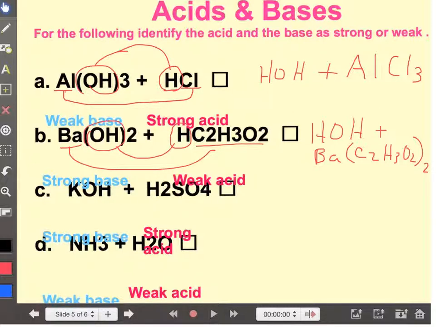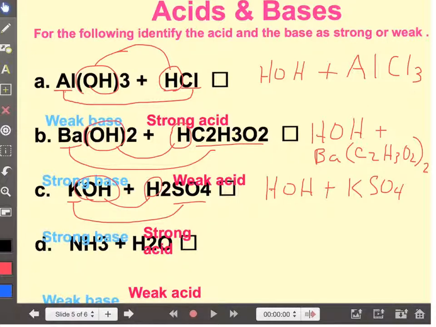Here on C, we have potassium hydroxide plus sulfuric acid. Remember, our OH and our H combine up, so we get our water. Our potassium joins with our sulfate. Potassium has a +1 charge. Sulfate from the periodic table has a -2. Crisscross, we get K2SO4.